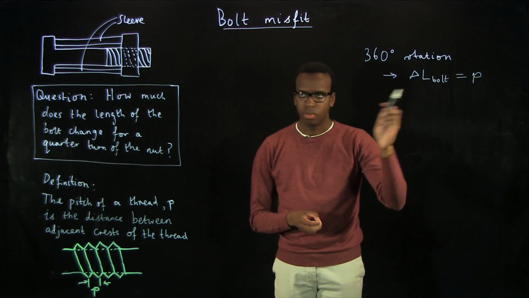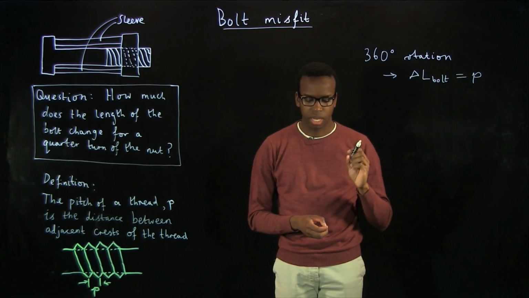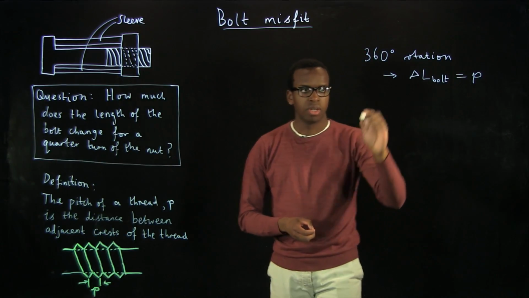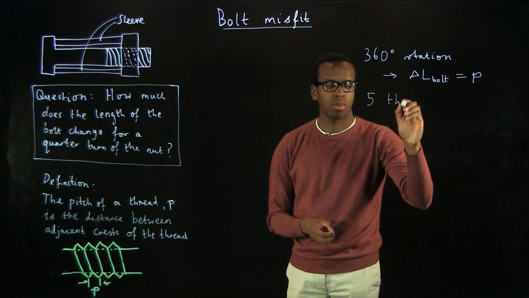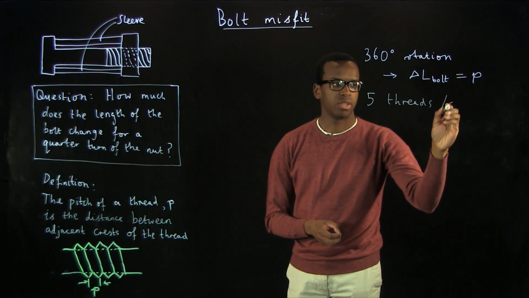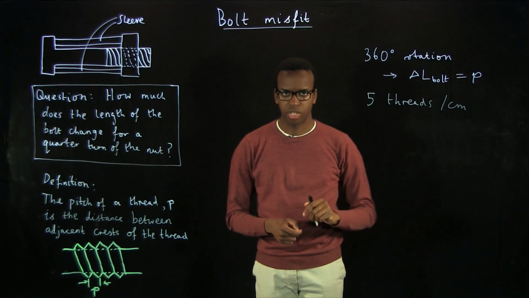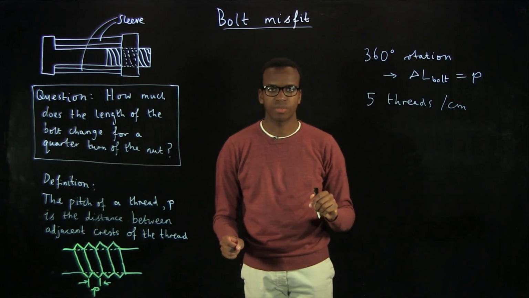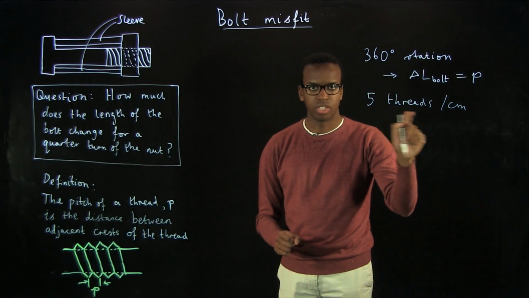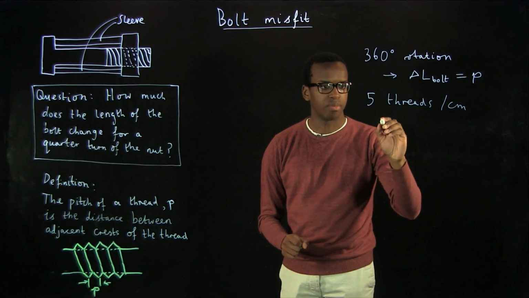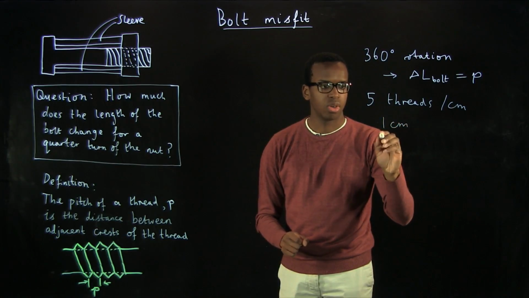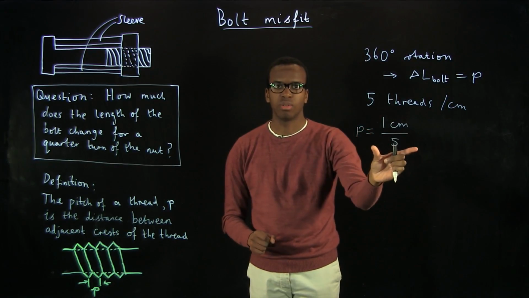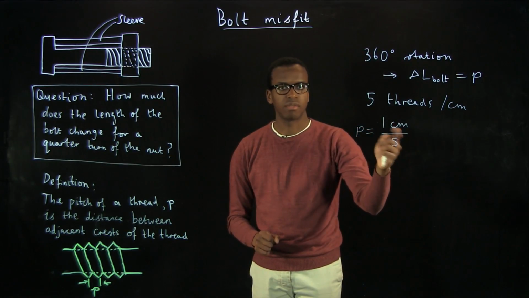And so let's look at the problem. We were told that this bolt has 5 threads per centimeter. So what is the pitch? Well, if the pitch is the distance between two adjacent crests of our thread, two adjacent threads, then we know that the pitch must be equal to 1/5 of a centimeter. And so this is how much the length of the bolt changes for a full rotation.